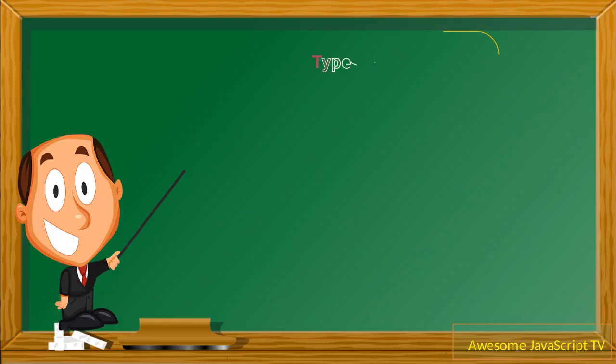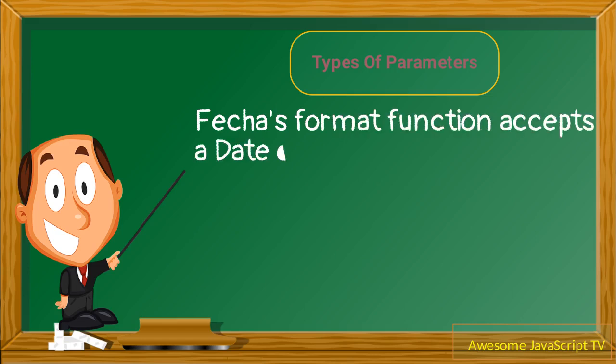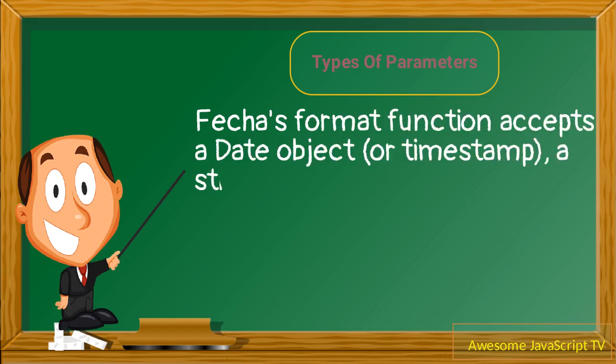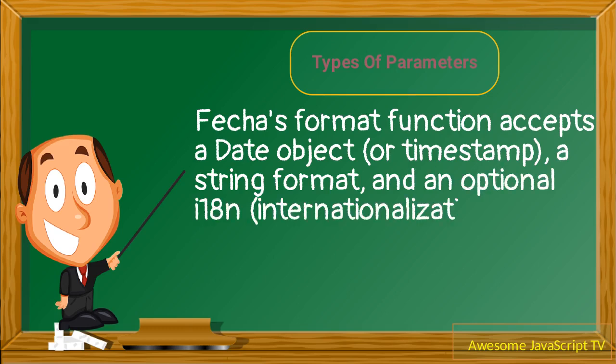What types of parameters are used by Fecha's format function? Fecha's format function accepts a date object or timestamp, a string format, and an optional I18N internationalization object.